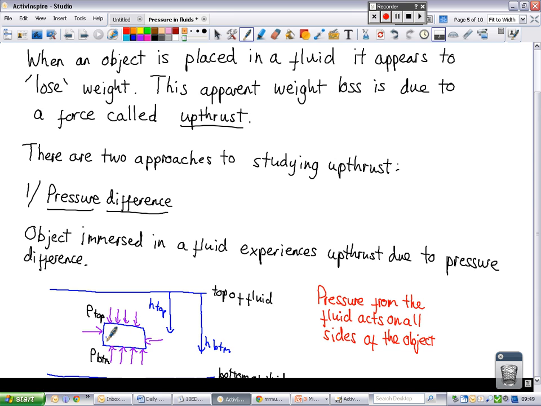If you've got an object like this immersed in a fluid, then you've got a certain pressure on the bottom and a certain pressure on the top. Pressure will act all around this object, but we're only interested in what pressure is acting on the top and the bottom, because that's what's going to provide our upthrust. Because the surface on the bottom is further down the fluid than the surface on the top, there is a pressure difference here, and it's that pressure difference that causes a difference in force and a resultant force in the upwards direction.